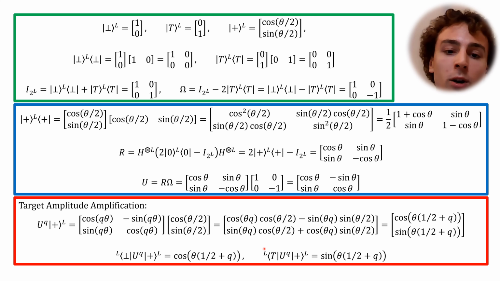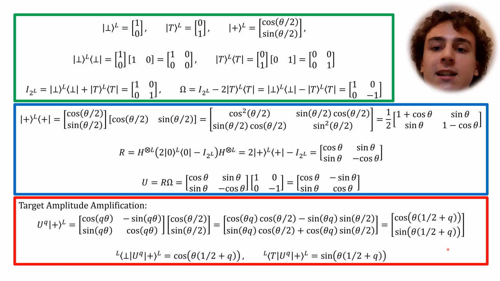So these inner products tell us the amplitudes associated with the orthogonal superposition and the target superposition. And these are the components in this two-dimensional vector. So we have created these matrix representations, and these matrix representations are going to help us understand a two-dimensional geometric visualization of the quantum search algorithm.